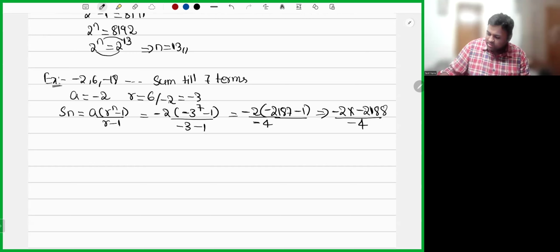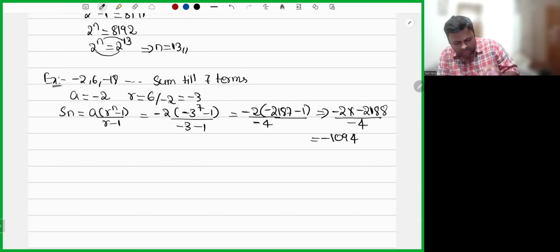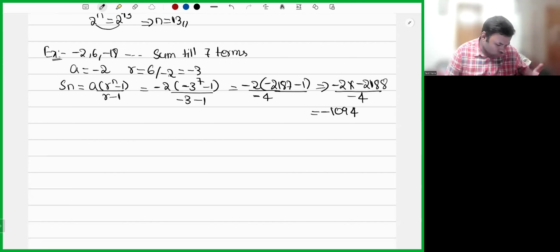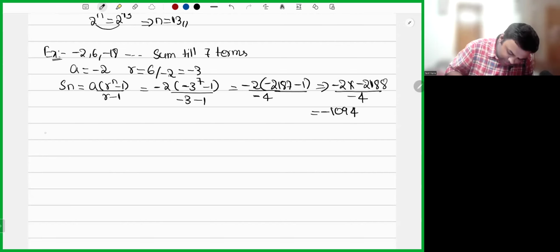So let's get the final answer. 2 into 2188 divided by 4, which is 1094. Be careful: it is minus 3 power 7, right? So you'll have a negative value. So simple. How to calculate the sum till n terms? There is nothing much special over here. One more example. After this, 2-3 sums you will solve. Then we'll proceed further.